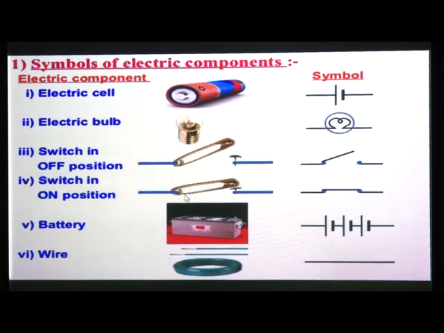So when this safety pin touches this nail, or we can say it is connected with this nail, that time it is in the on position, and the symbol of this on position is shown like this. So whenever you are going to draw any electric circuit, you should show these symbols only. There is no need to draw all these components there.